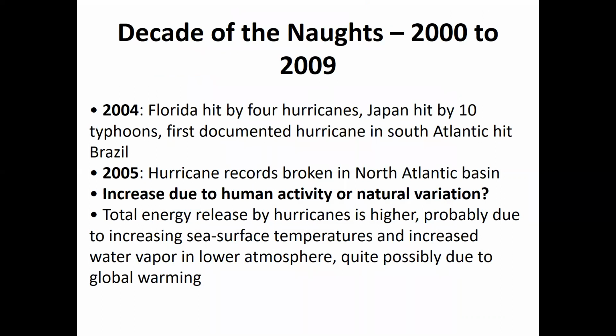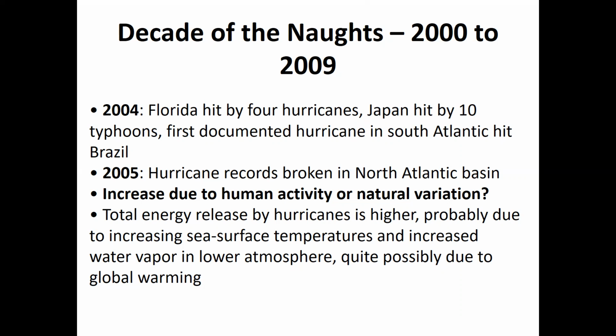So the decade of the noughts, from 2000 to 2009, was an exceptionally bad decade. In 2004, Florida was hit by 4 hurricanes, Japan was hit by 10 typhoons, and the first documented hurricane hit in the South Atlantic. It made landfall in Brazil. In 2005, the hurricane records were broken in the North Atlantic Basin.